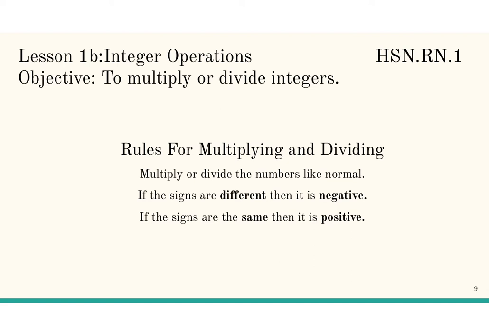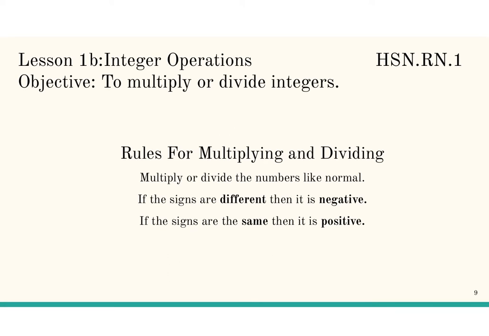If the signs are different for the two numbers, then it's going to produce a negative answer. If the signs are the same, then it's going to produce a positive. You can think of plus and plus will give me a plus. Minus and minus will give me a plus. A plus and minus will give me a minus answer.